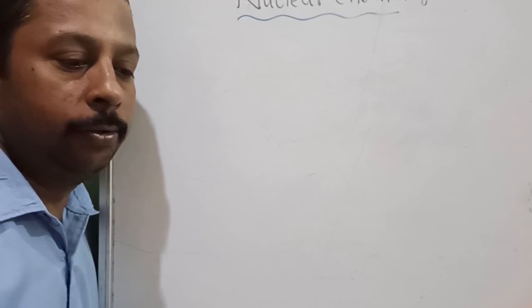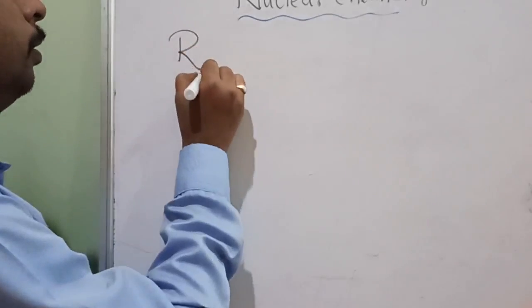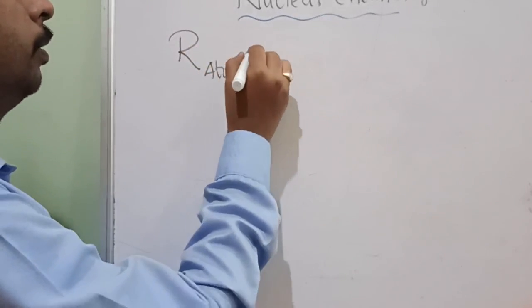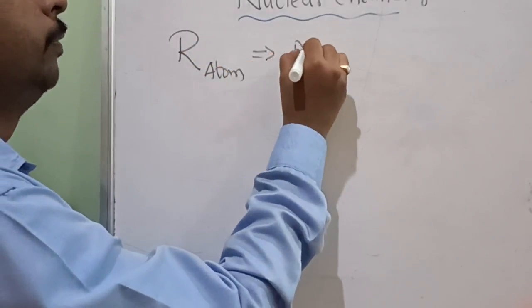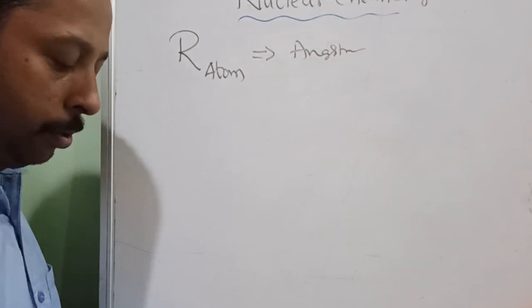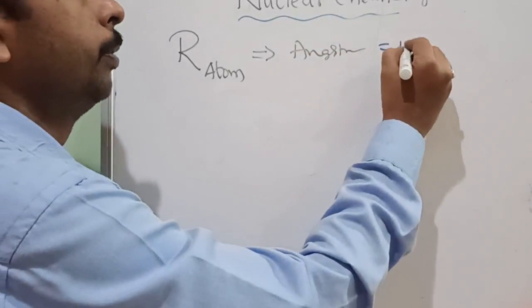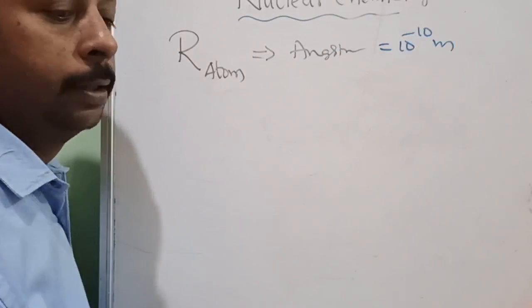And let's start with nuclear chemistry. Okay, so everybody knows that the radius of an atom is measured in which terms? Angstroms. Okay, 1 angstrom is equal to what? 10 to the power of minus 10 meters.